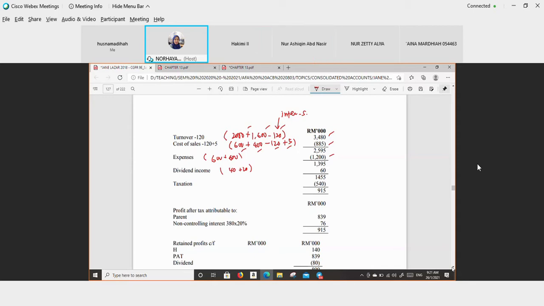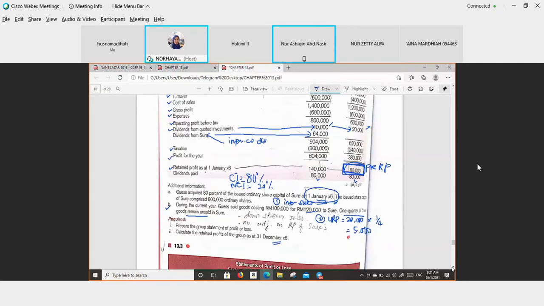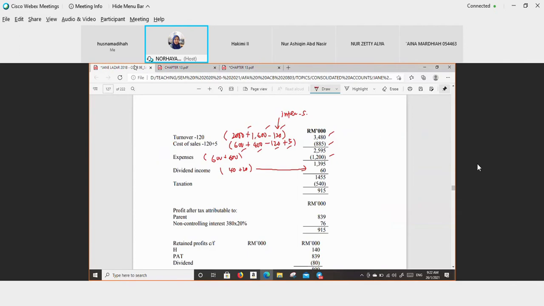Bukan daripada Sway tau. This is from quoted investment yang ni saya cakap tadi tu. Okay, ni yang kena careful ni. This one, from quoted investment you boleh ambil right away. Yang ini boleh ambil. Yang ni tak boleh ambil, because this is intercompany dividend. Nampak tak Syikin? Faham. Kalau you buat line by line tu you just ambil from outside.